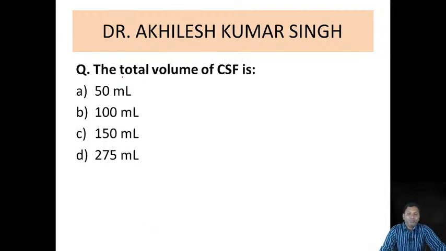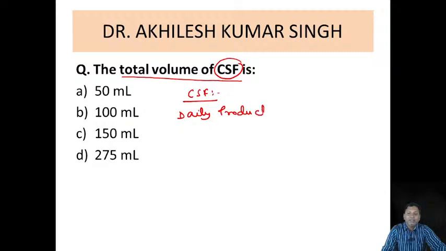The total volume of the CSF, cerebrospinal fluid. In the CSF, remember two things. One is the daily production of CSF, which is 550 ml per day. And what is the total volume of the CSF? The volume is 150 ml.